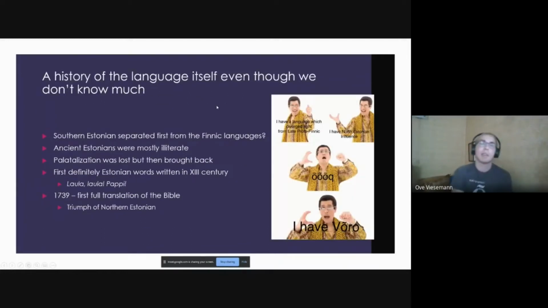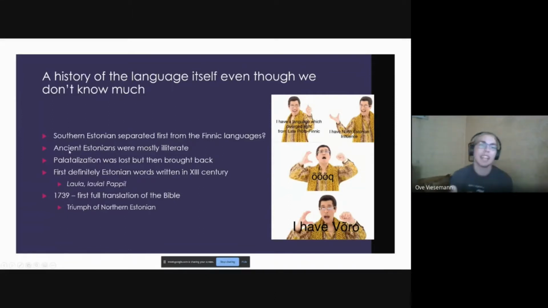A history of the language itself, even though we don't know much. So, Southern Estonian separated first from the Finnic languages, is a theory believed by some linguists because it is quite different from Northern Estonian dialects and it has its own features.